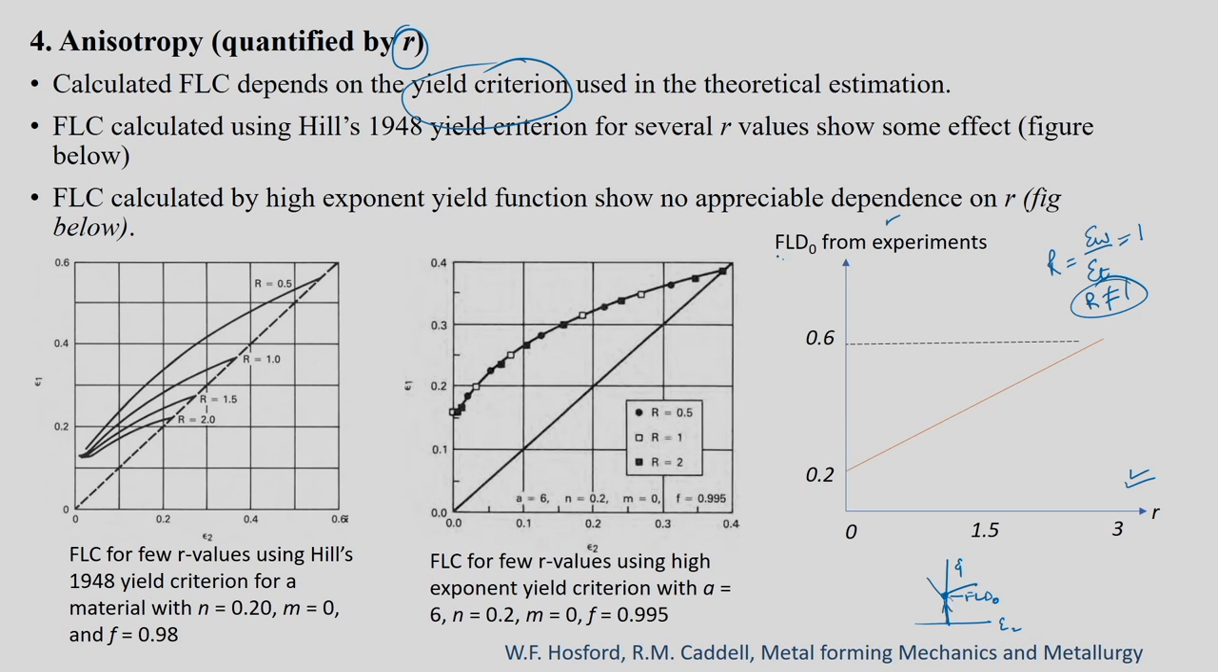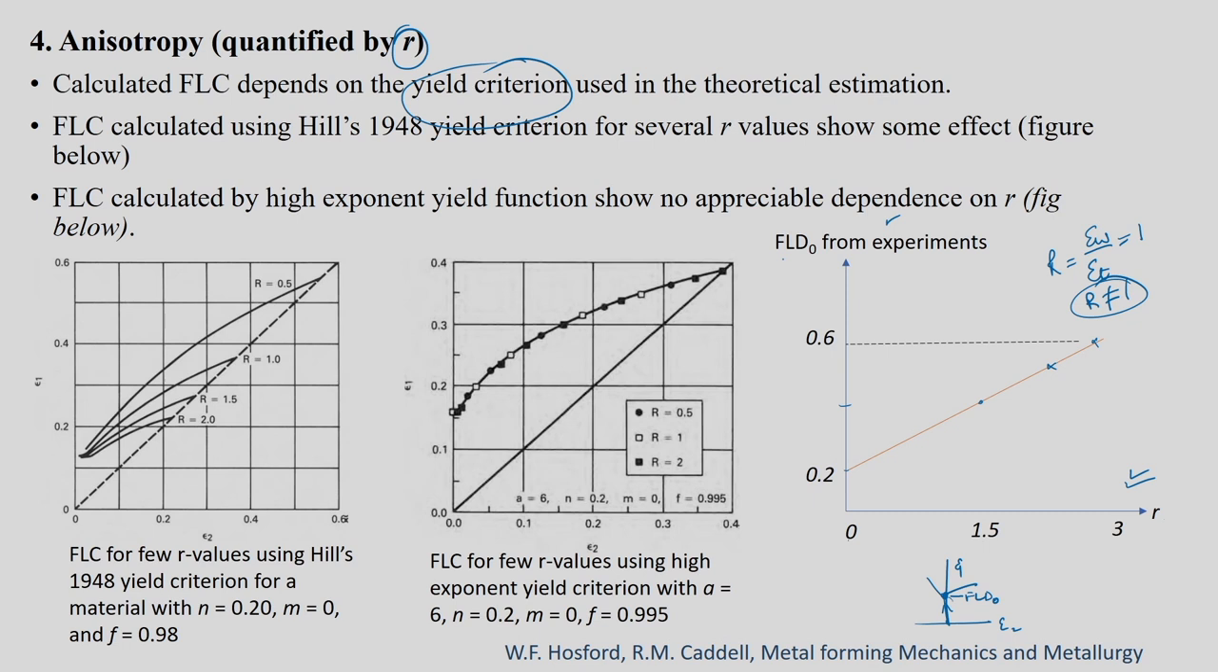So if you take that on the y-axis and r on the x-axis, let us say r varies from 0 to 3, then you will see that theoretically this FLD0 actually improves. For example, at about 1.5 your FLD0, that is your major strain epsilon 1, is about 0.4, and at about 2 it is about 0.5, and at about 3 it is closer to 0.6. So, an increase in r value generally has a positive influence on your FLD0, but it also depends on the yield function.